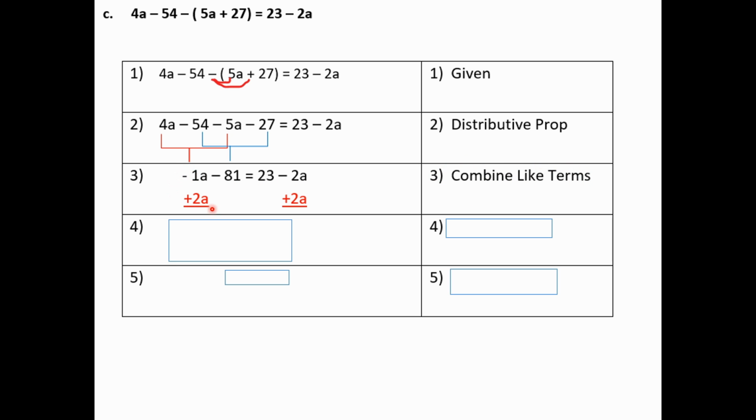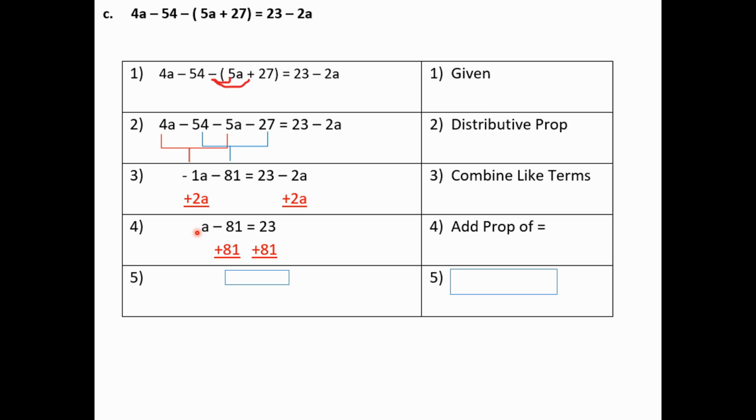Next, in order to get our variables isolated to one side, I'm getting rid of this subtracting 2a by adding 2a. And then I'm going to do the same thing to this side. That leaves me with a on the left. And what I've done to do that is I've added the same value to both sides. So I've used the addition property of equality.